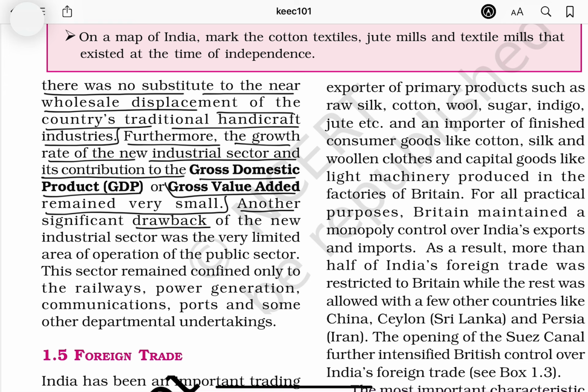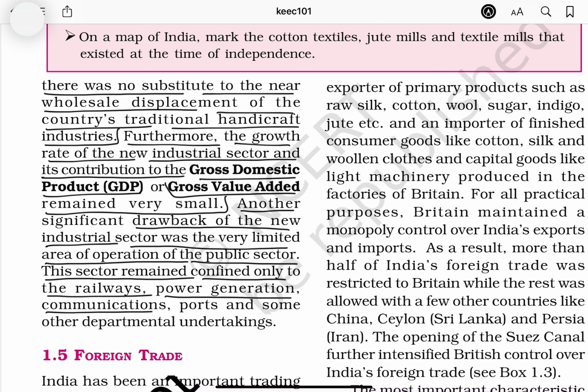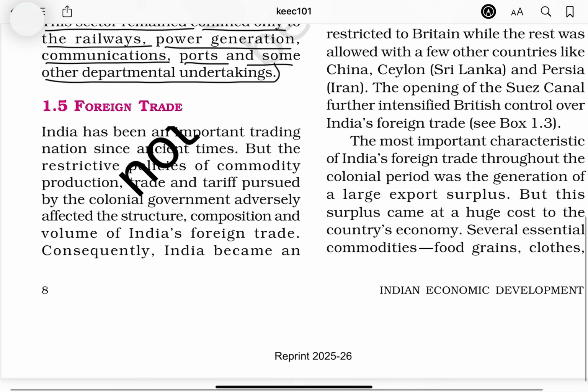Another significant drawback of the new industrial sector was the very limited area of operation of the public sector. This sector remained confined only to the railways, power generation, communications, ports, and some other departmental undertakings.